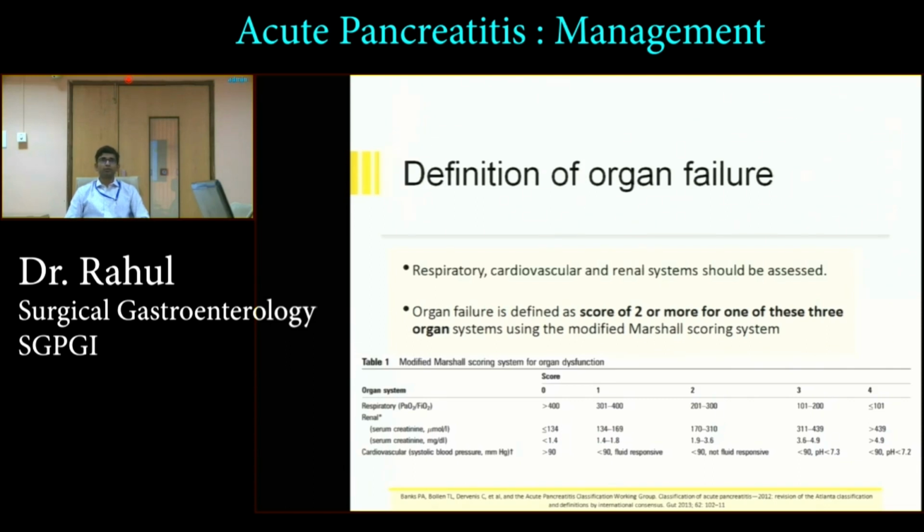In terms of respiratory, if you do an ABG and the PaO2 by FiO2, that is the pressure of oxygen divided by the fraction of oxygen administered to the patient, is between 200 to 300, or if the serum creatinine goes above 1.9, or there is a cardiovascular compromise, in that the systolic blood pressure is less than 90 and not responsive to fluid, then it is termed organ failure in terms of respiratory, renal and cardiovascular.